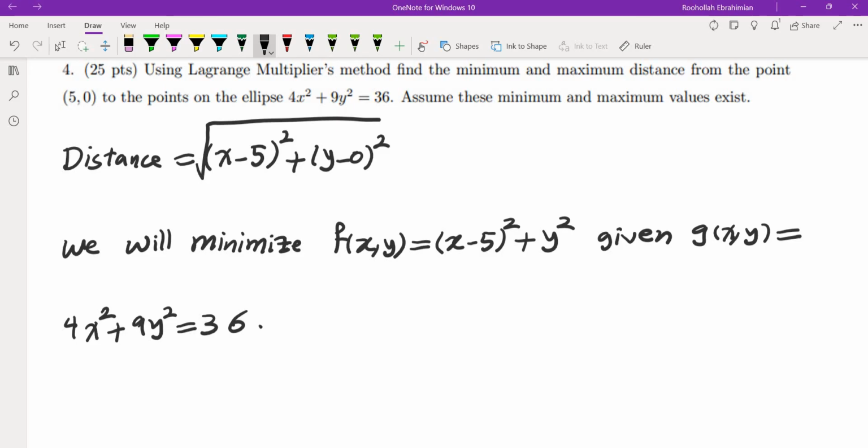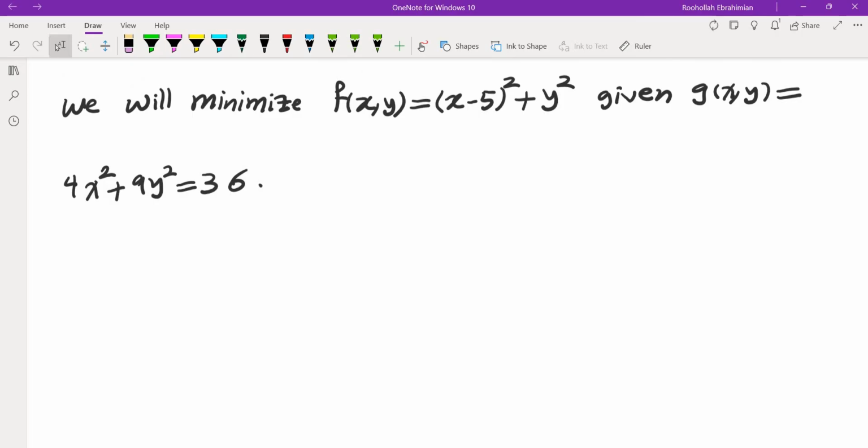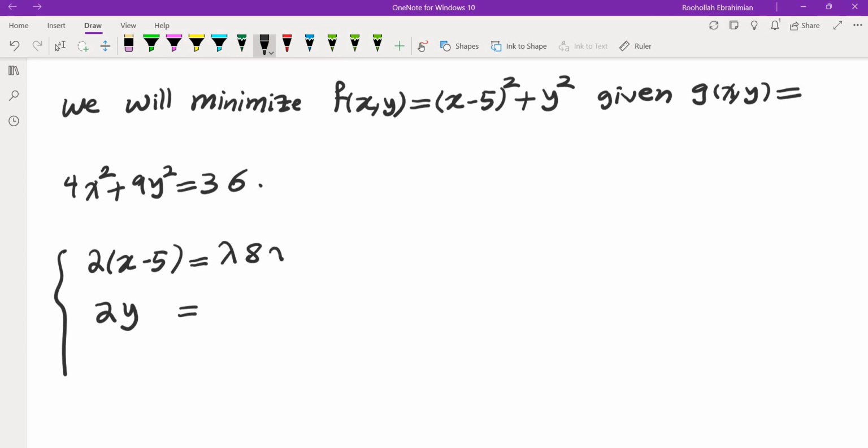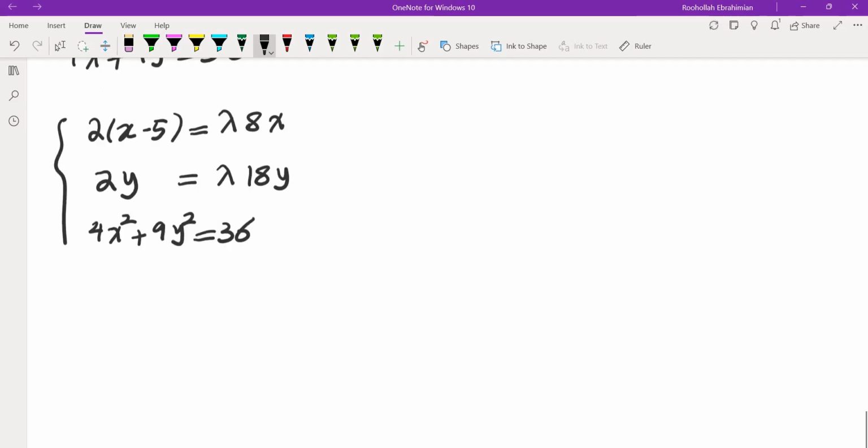So what do we do? We will look at the partials, set them equal to lambda times the partials of the other one, and then we solve. So this is the Lagrange multipliers method. The gradient of f is 2 times x minus 5, 2 times y. That would have to be lambda times the gradient of g, which is 8x and 18y. And then the condition is 4x squared plus 9y squared equals 36. So we'll have to solve this system.